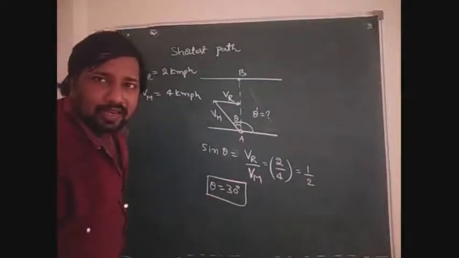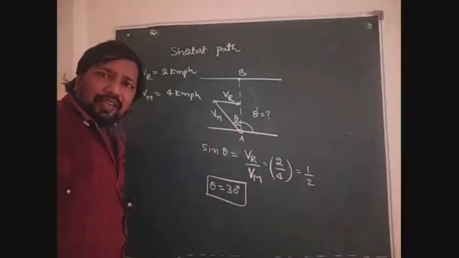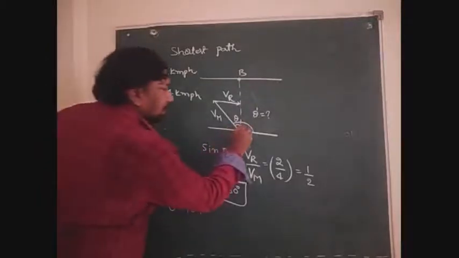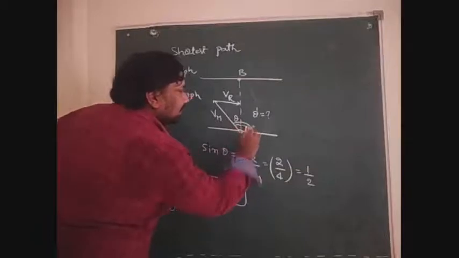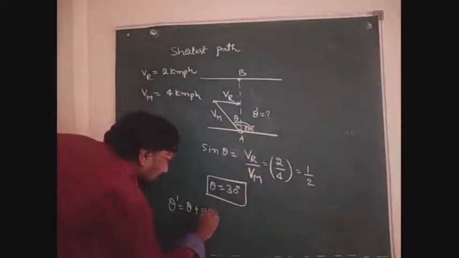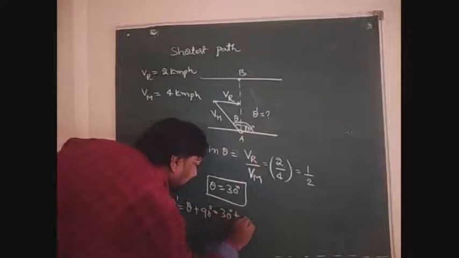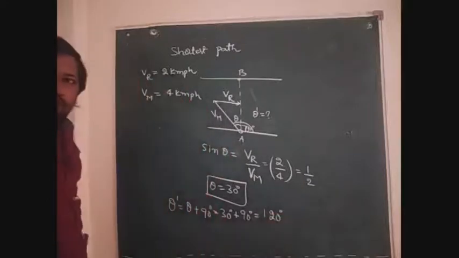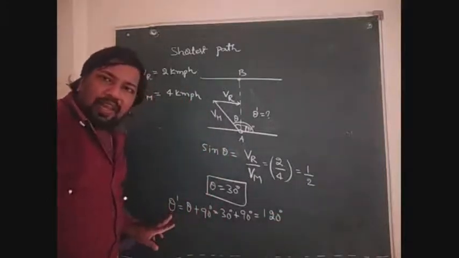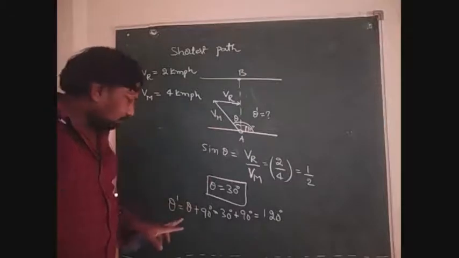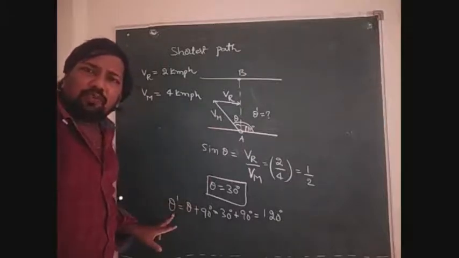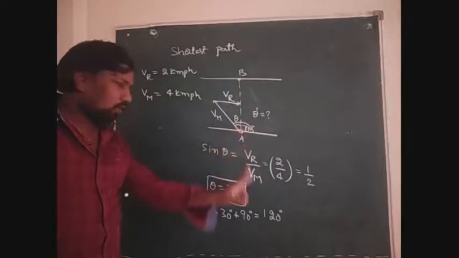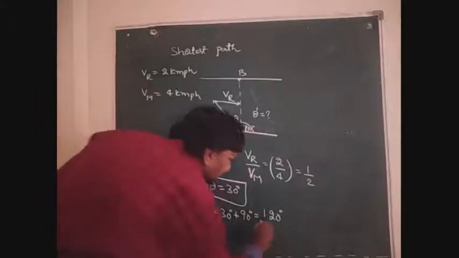Now we can calculate the total angle, that is theta dash. So theta dash equal to theta plus 90 degrees. So here theta is 30 degrees plus 90, that is 120 degrees. So the total angle, when the man is swimming with respect to the direction of river flow, is 120 degrees. Thus this is the answer.